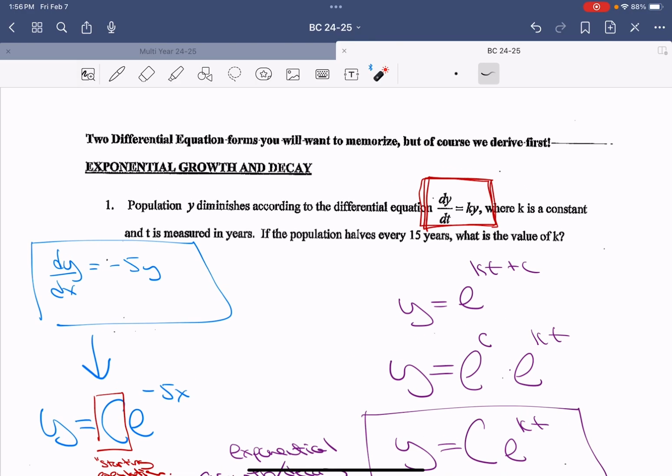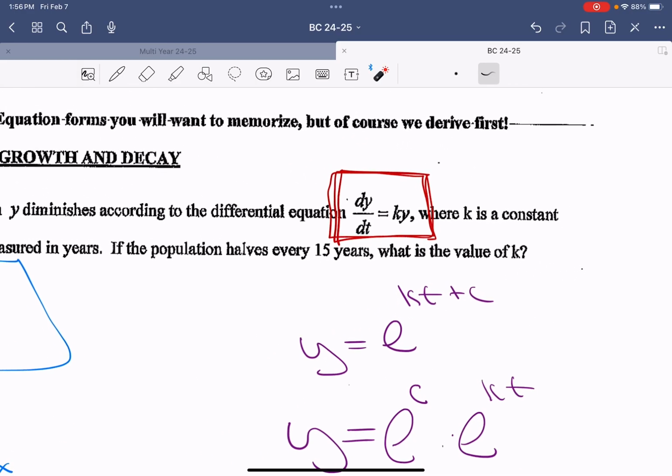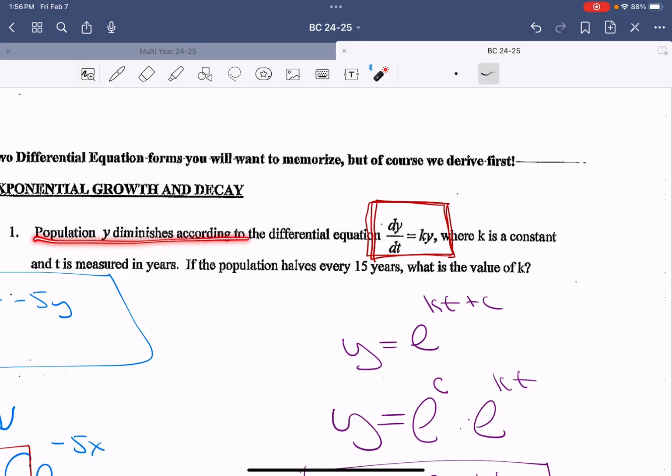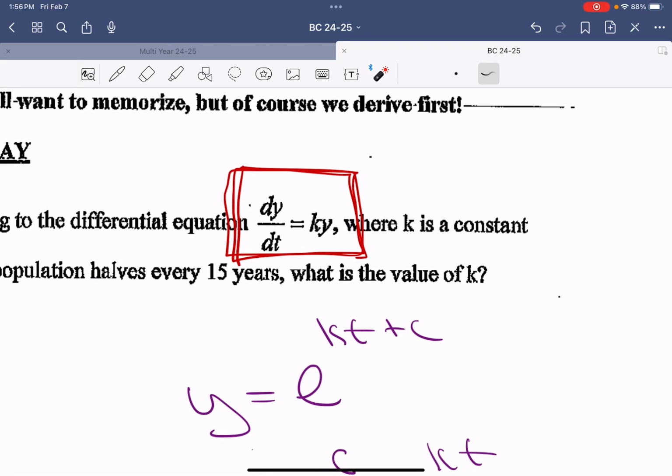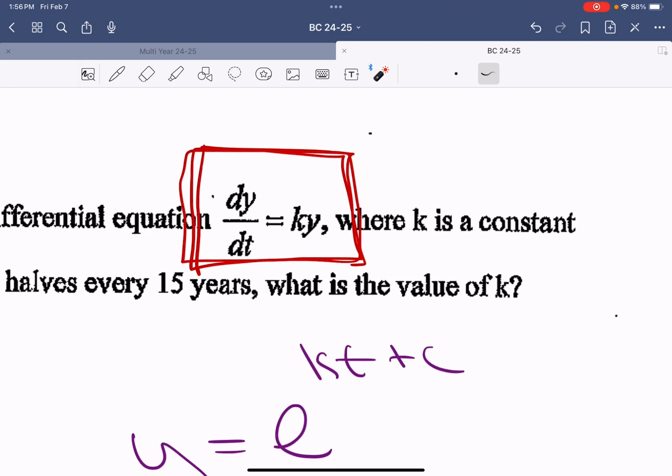Okay, so the first thing I had the class do was I said just ignore all these words here. I'd like you to please solve this differential equation. And you're going to notice that it involves separation of variables, okay?